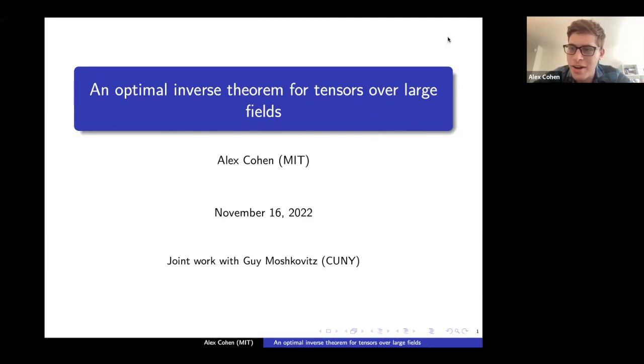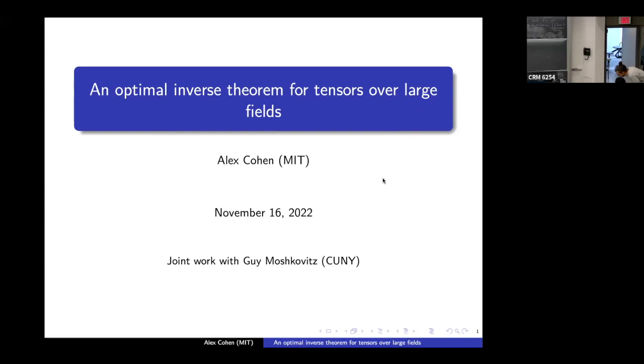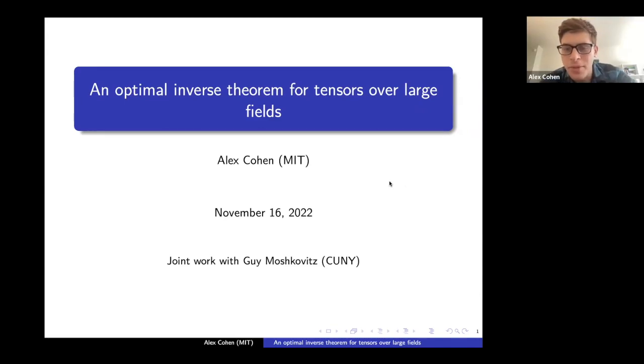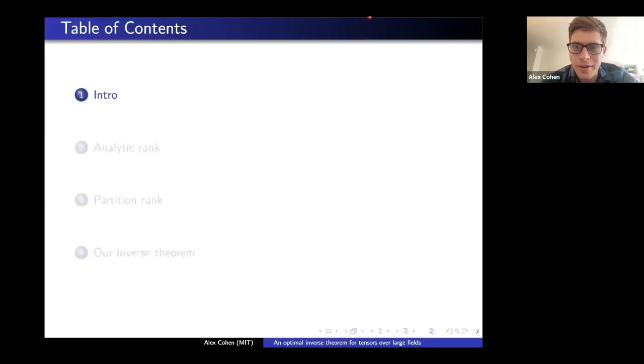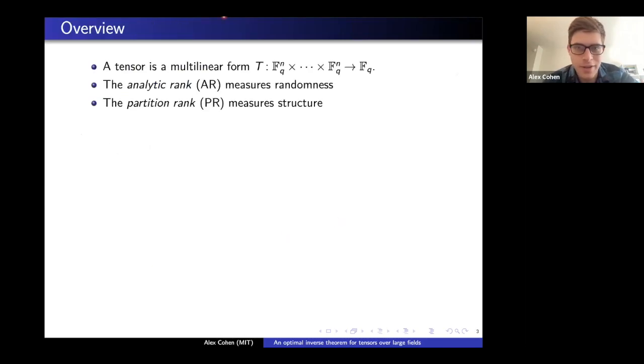So I'm going to talk about an inverse theorem for tensors over large fields. The first part of this talk is going to be a bit of background, because I didn't know how much to include from before, so some of it is probably going to be a good bit of review for this audience, but hopefully that's okay.